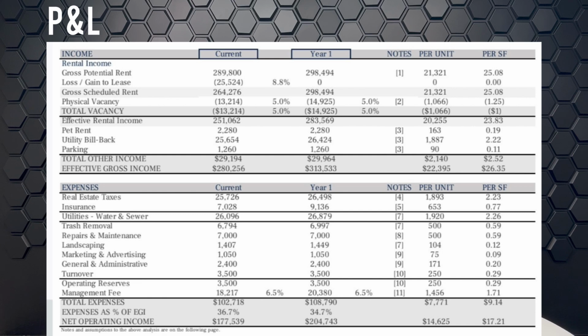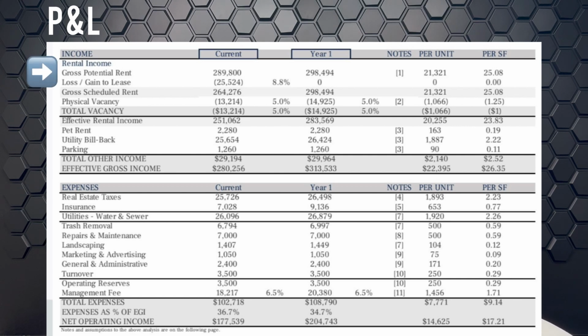So right here, you'll see a P&L from the offering memorandum. So this is the data that comes from the broker and paints the picture they want you to see so you can start getting an idea for the property. So diving deeper into it, you'll see there's 2 columns here. You have current and then year 1. So it's how the broker's reporting that it's performing right now, and then how they're saying it will perform when you improve the property via increasing rent or decreasing expenses.